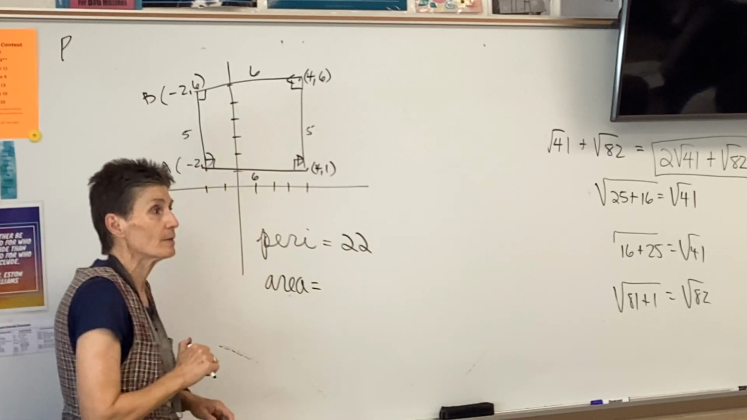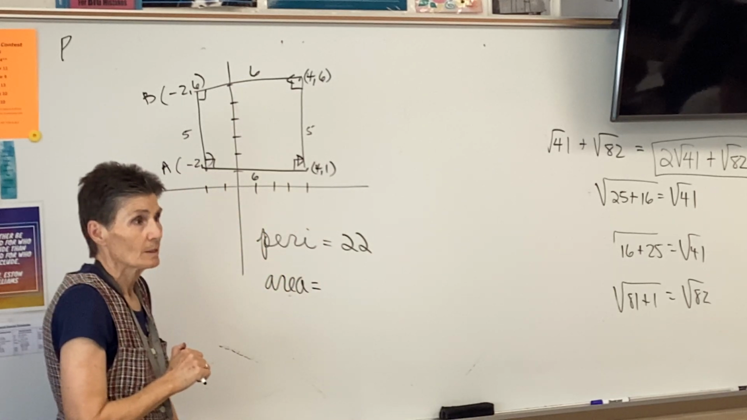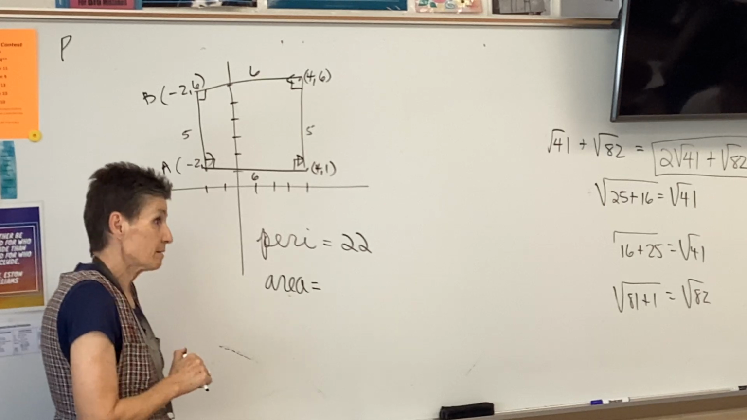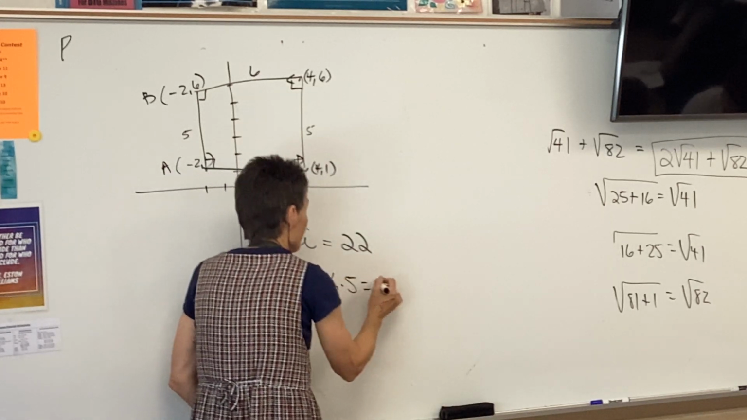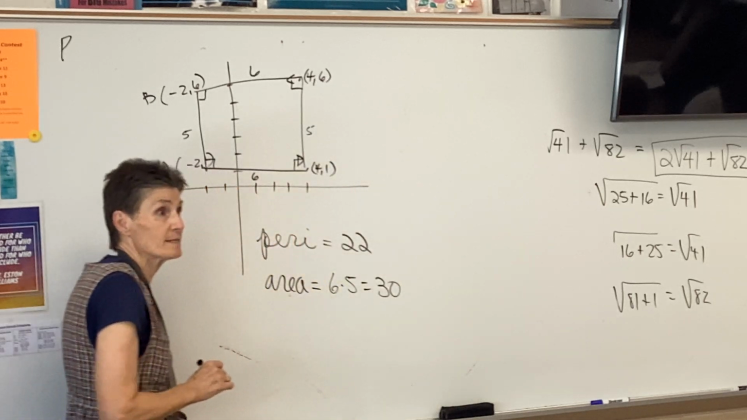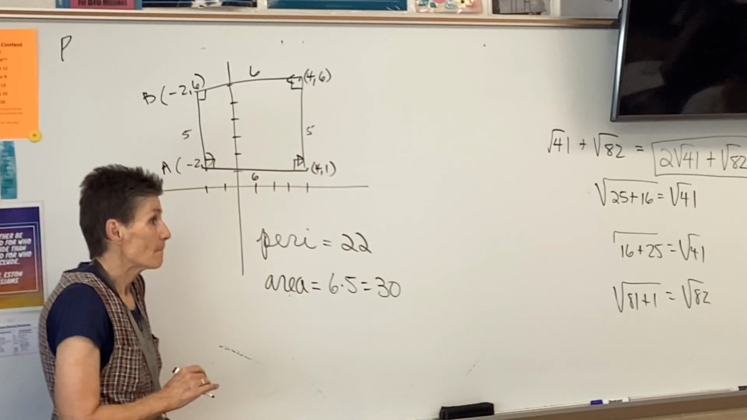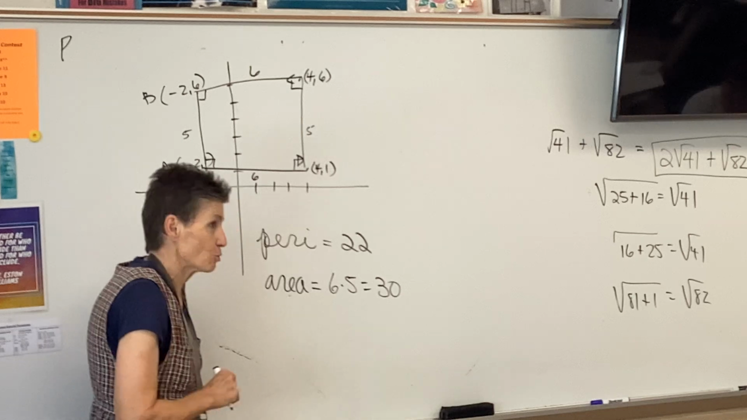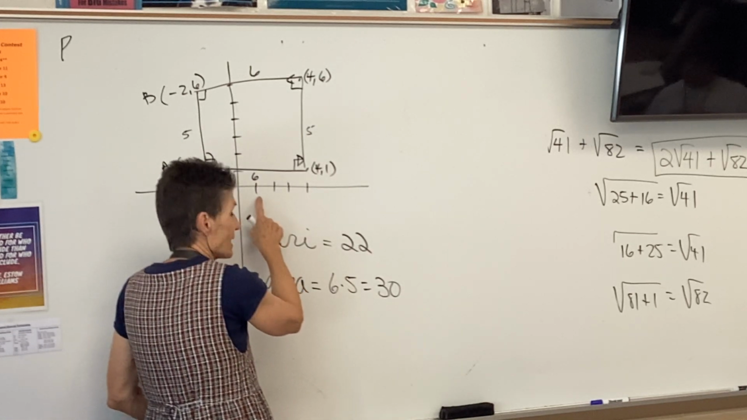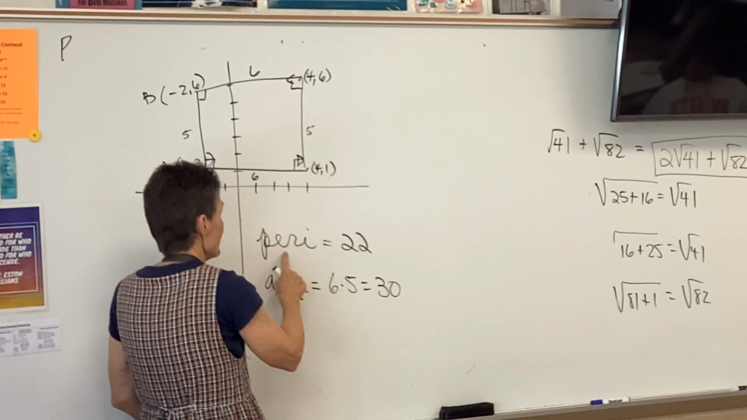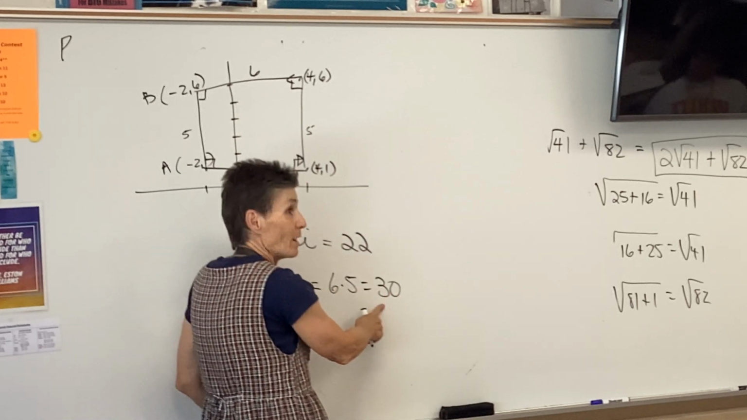And the area is easy. How do you find the area of a rectangle? Length times width, base times height. So 6 times 5 or 30. That one was way easier. Do we need a label on there? No, because these are just tools. If I knew these were an inch apart, then this would be 22 inches, and the area would be square inches.